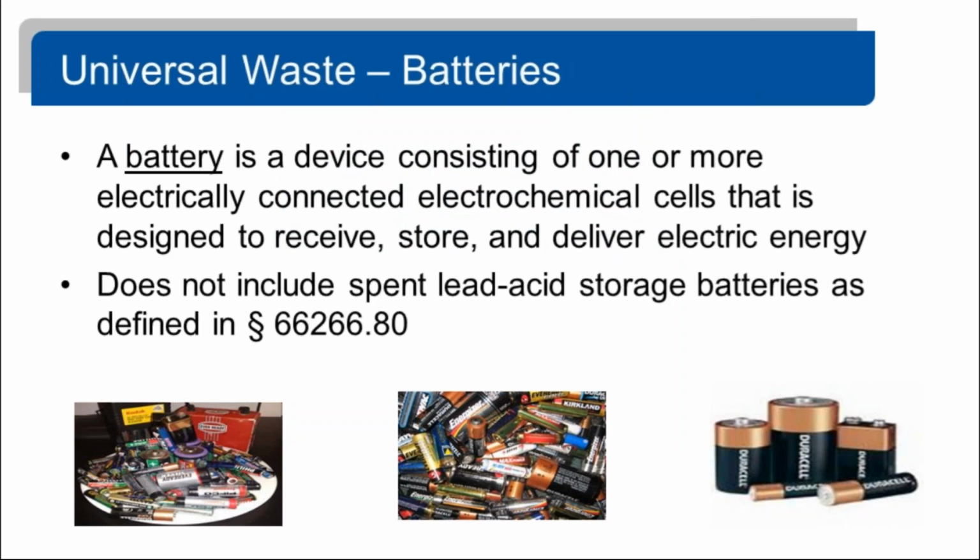We'll look some more at what types of lamps are managed here. Specifically, the description for batteries is a device consisting of one or more electrically connected electrochemical cells designed to receive, store, and deliver electric energy. They specifically identify that these do not include spent lead acid storage batteries, which are defined in a separate section of the California Code of Regulations. So this is referring to any batteries that are not spent lead acid storage batteries.